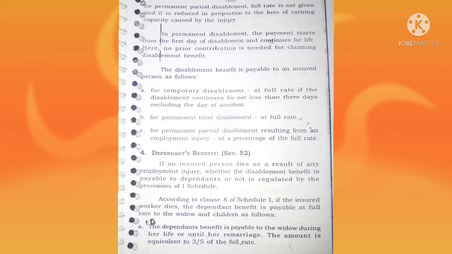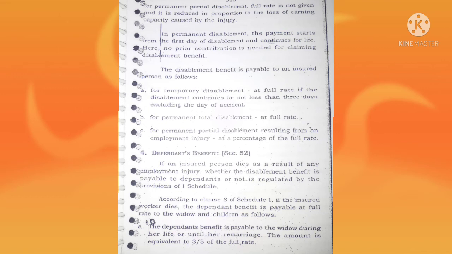The fourth one, dependents benefit. Friends, let us discuss now dependents benefit, section 52. If an insured person dies as a result of any employment injury, whether the dependents benefit is payable to dependents or not is regulated by the provisions of the Second Schedule according to clause 8 of section 1. If the insured worker dies, the dependents benefit is payable at full rate to the widow and children as follows.